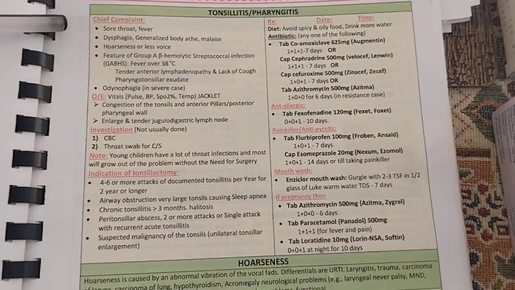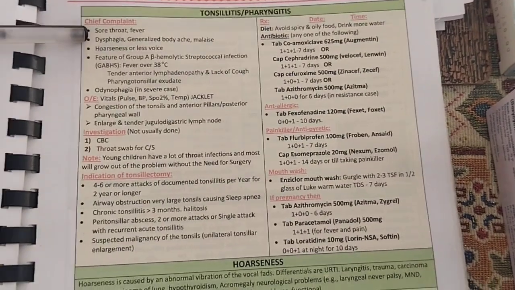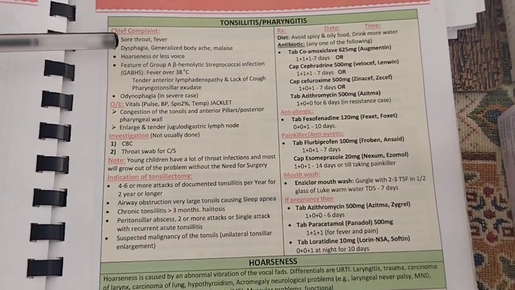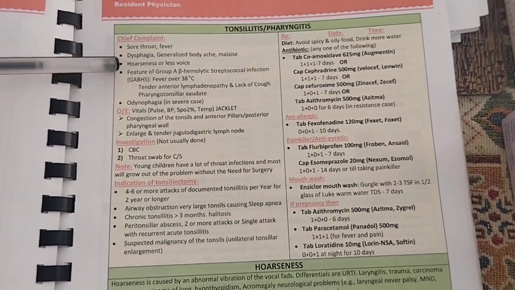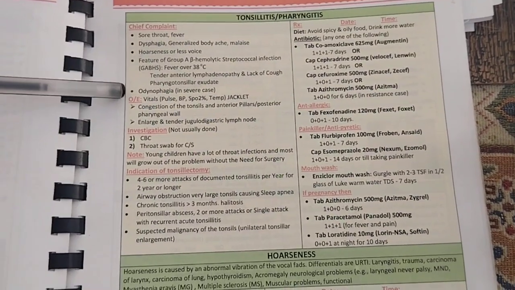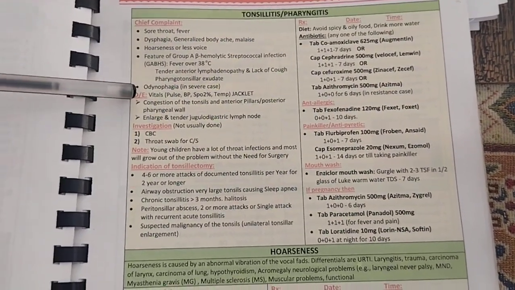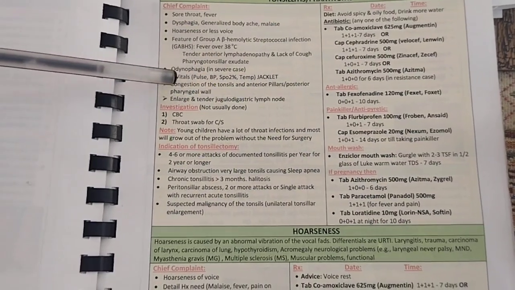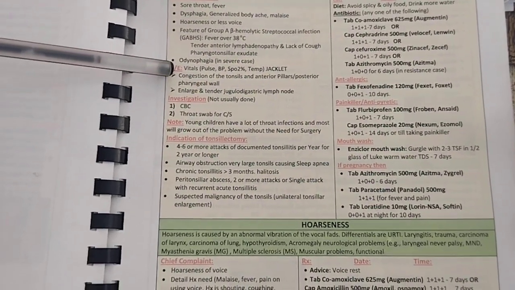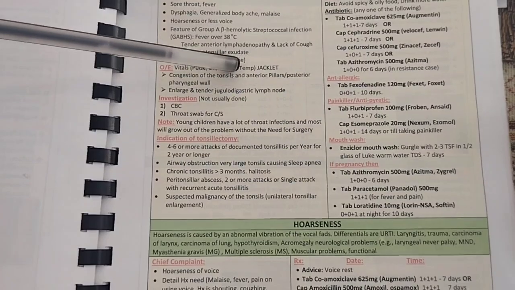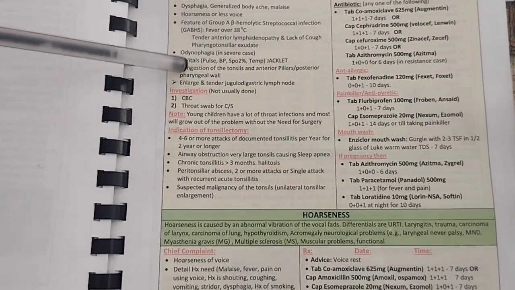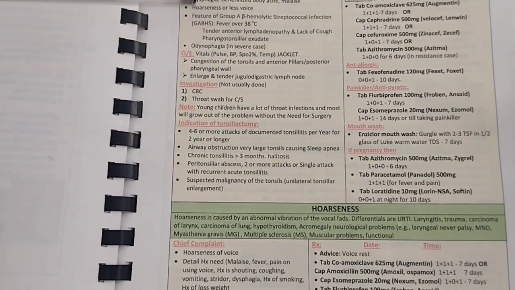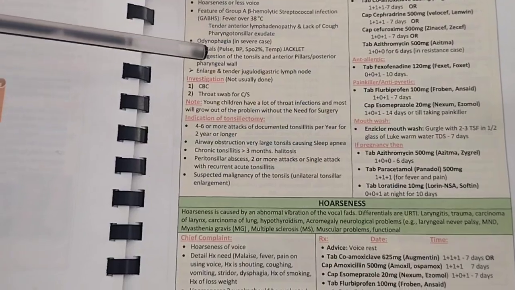So first of all, we will talk about the clinical features: sore throat, fever, dysphagia, difficulty in breathing, generalized body ache, malaise, hoarseness or loss of voice, and the patient may also have odynophagia. You check vitals, and when you check the throat, there will be congestion of tonsils, anterior pillars and posterior pharyngeal wall. There can be a large lymph node.